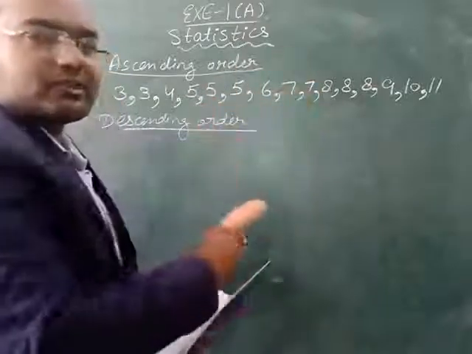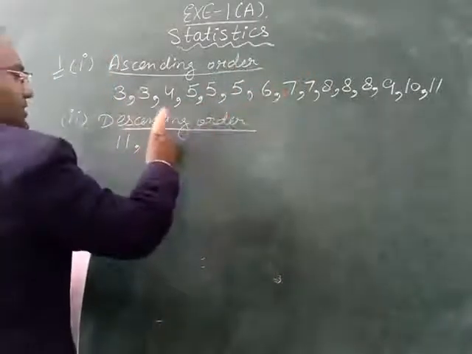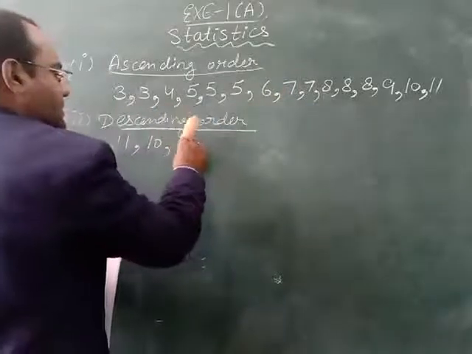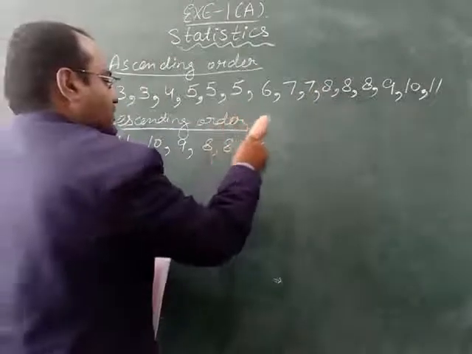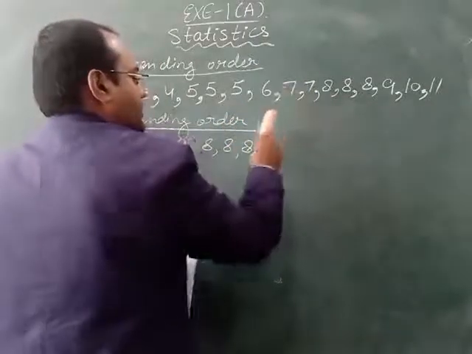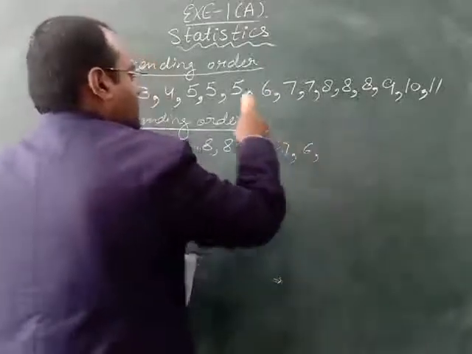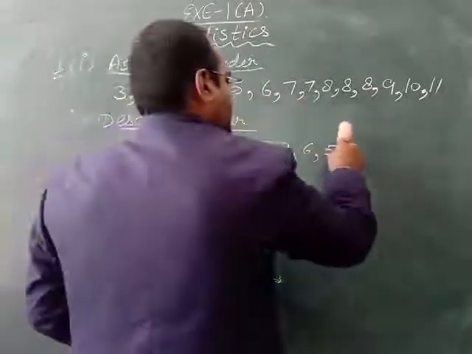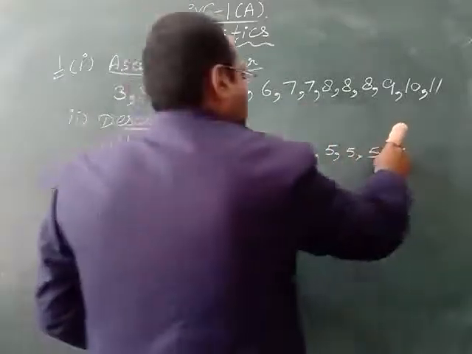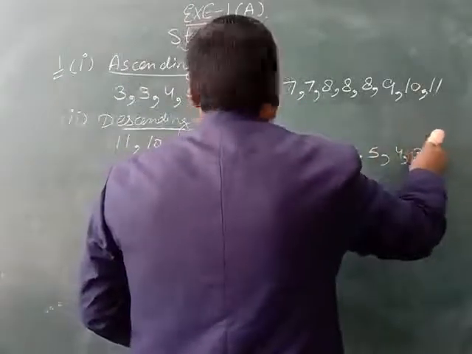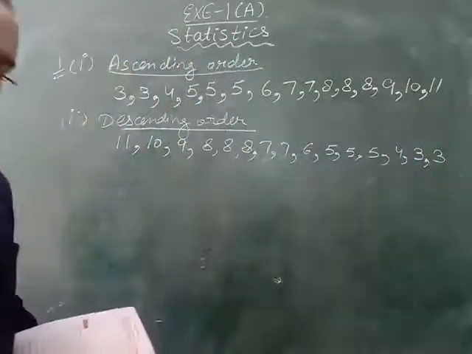From the back side we will start: 11, then 10, after that 9, then 8 is coming 3 times, so we will write 8 three times, 7 is coming 2 times, 6 is coming 1 time, 5 is coming 3 times, then 4 is coming 1 time, 3 is coming 2 times. So these numbers are arranged in descending order.